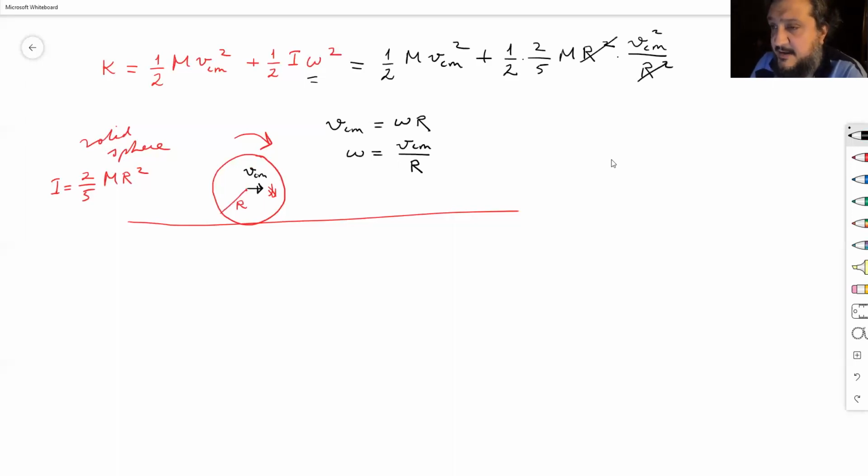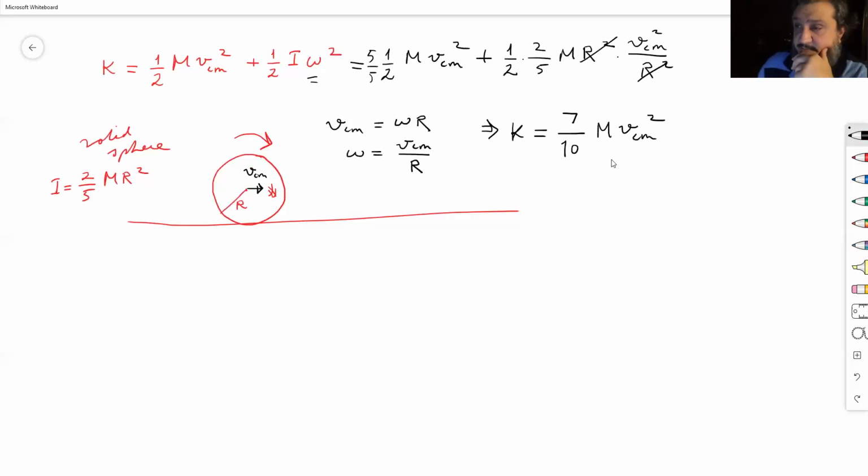All right, and we can simplify this. Okay, so we have 1/2, 1/2 times 2/5. So 5/5, 5 plus 2, 7/10 m v center of mass squared. All right, a new expression for kinetic energy of a solid sphere, which is rolling without slipping, 7/10 m v_cm squared.